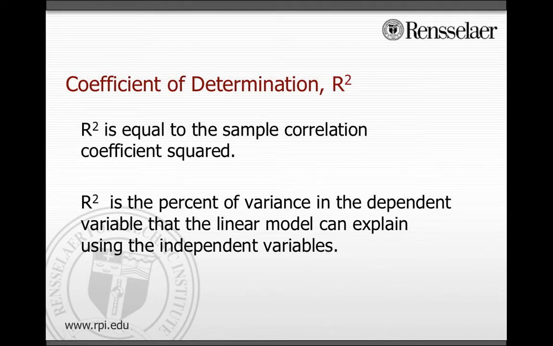And if you square this value, you get the coefficient of determination, R squared. That's the percentage of variance in the dependent variable that the linear model can explain using the independent variables. This is also another good measure of how well your linear model fits the data.